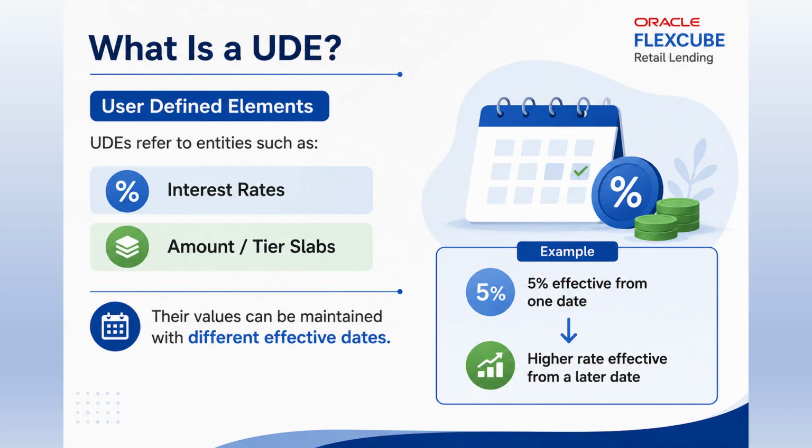What is a UDE? UDE stands for User-Defined Element. In the Retail Lending Guide, UDEs include entities such as interest rates, an amount, or tier slabs. Their values can be maintained with different effective dates. For example, an interest rate can be maintained at 5% from a particular date, and a higher rate can become effective at a later date.